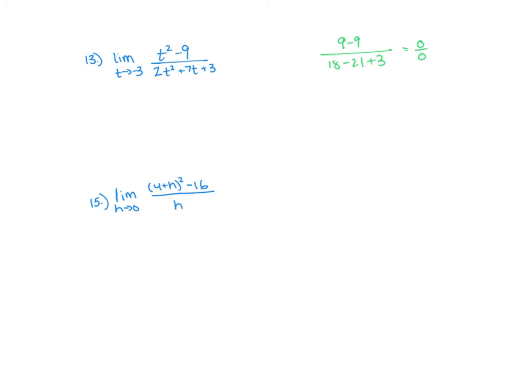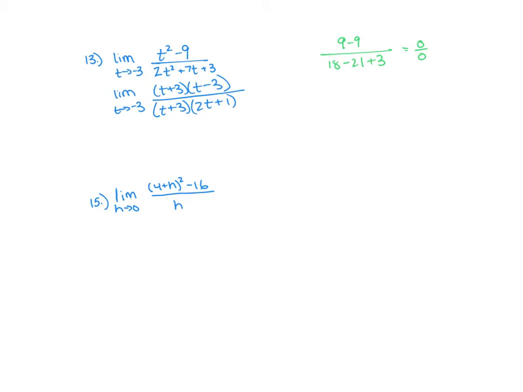So in this one, we do get 0 over 0. And if I look at the problem, this feels like something that I can factor. So let's go ahead and try that. I'm going to have t plus 3, t minus 3. On the bottom, I'm thinking t plus 3, 2t plus 1. Let me just double check my factoring. 2t squared plus t plus 6t plus 3, which is good. All right, so I'm good with the factoring.